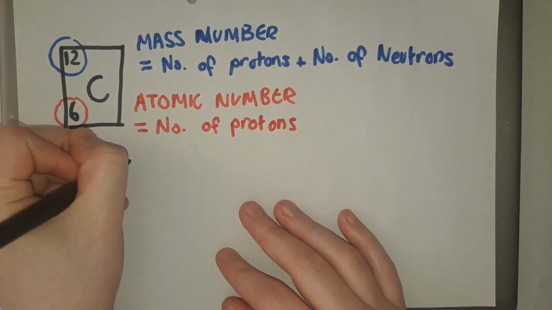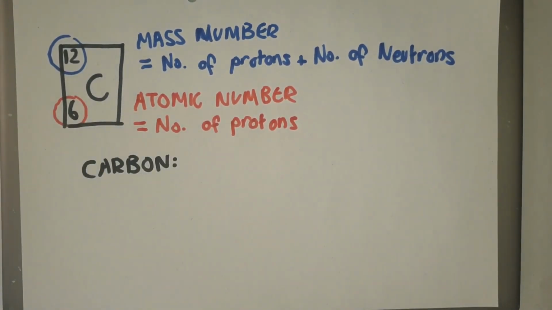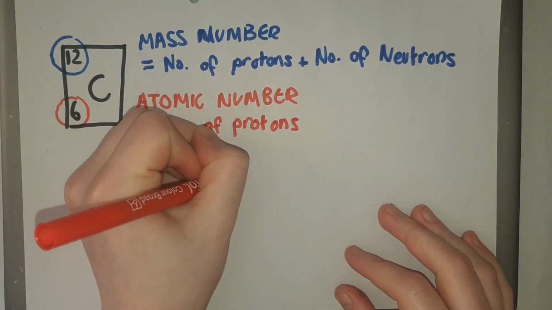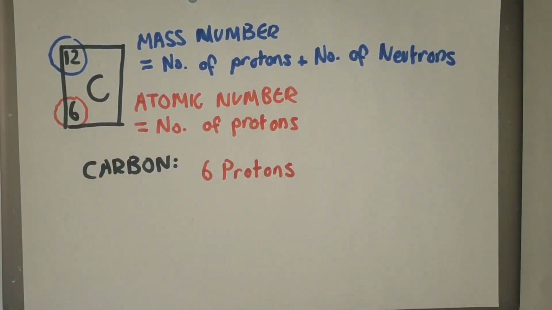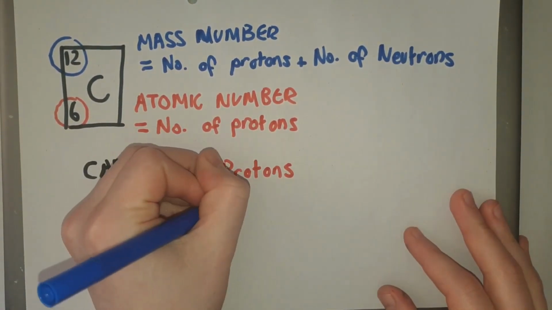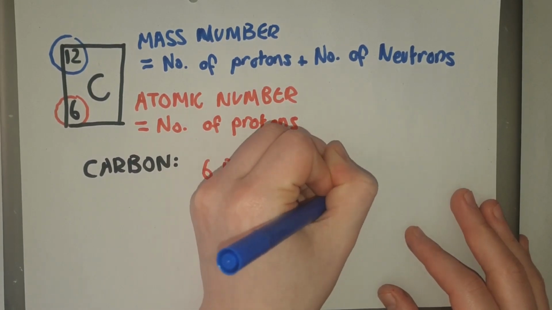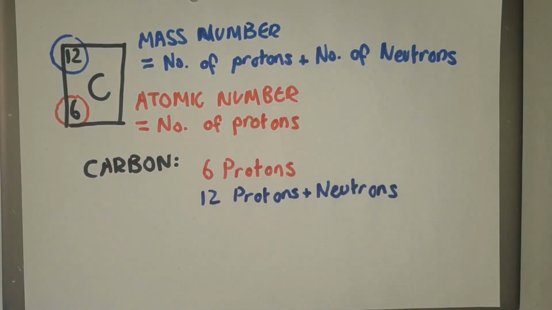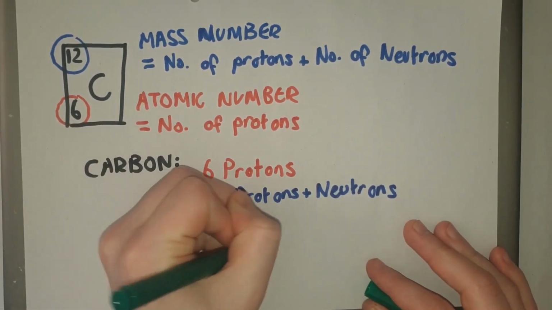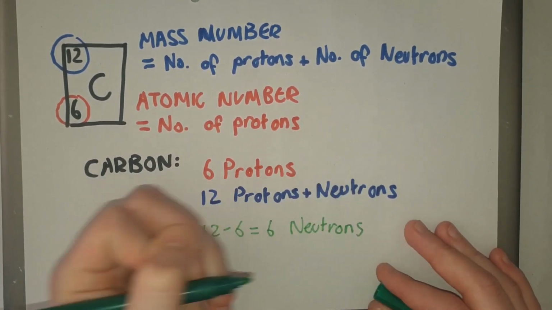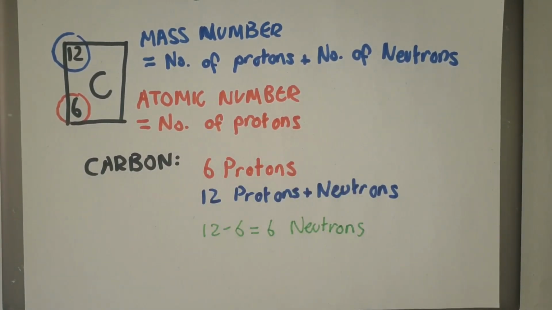So the atomic number of carbon is 6. This means that an atom of carbon will have 6 protons. The mass number of carbon is 12, so the total number of protons and neutrons is 12. Now we can use these numbers to find the number of neutrons. All we have to do is take 6 away from 12, so an atom of carbon contains 6 neutrons.